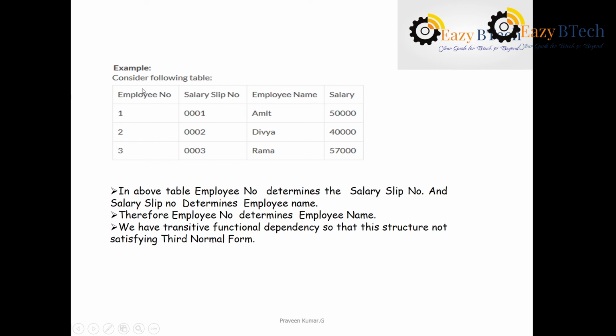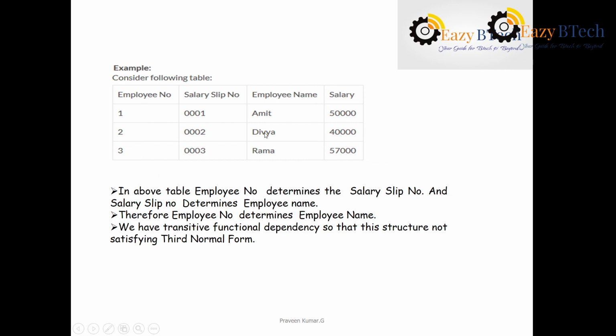Okay, the employee number in the above table is determined based on the salary slip. On the salary slip we know the employee number. We have no employee name on the salary slip, only the salary slip number as well as the employee number. If you want to identify the name Amit, first of all we go with the salary slip. The salary slip determines the employee number, which determines the employee name.